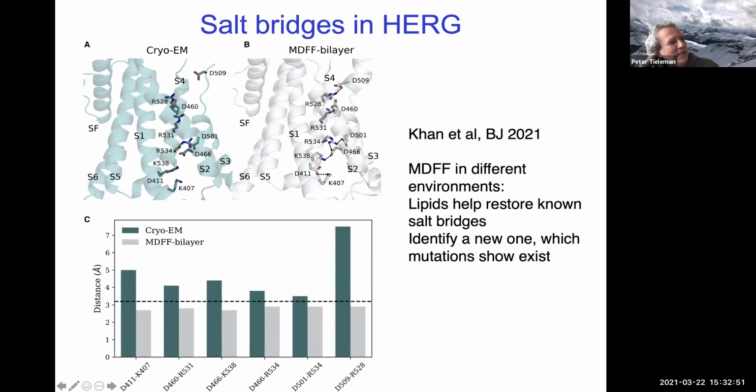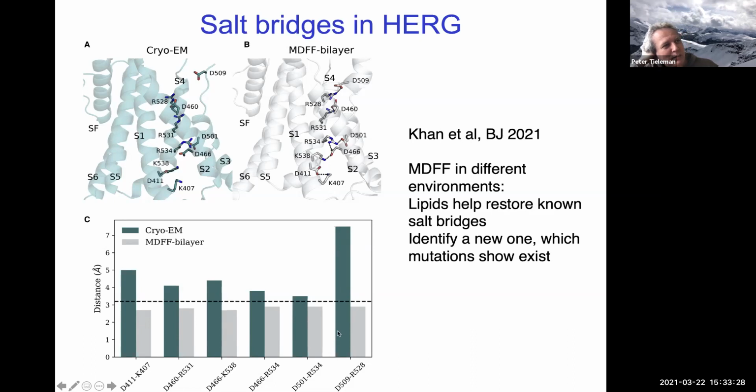This is a distance plot, and the salt bridge distance cutoff is about 3 angstrom. The EM structure has none of these 6 salt bridges, although one is kind of close. If you do a simulation with MDFF, constraining it to the density from the EM experiment, you see the formation of stable salt bridges. One of these was not seen before, or people didn't realize it was a salt bridge. Hank Duff, our HERG collaborator, made a reversal mutation and showed that this is a salt bridge.